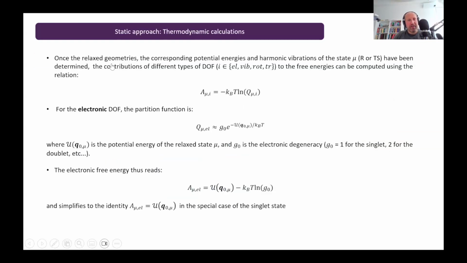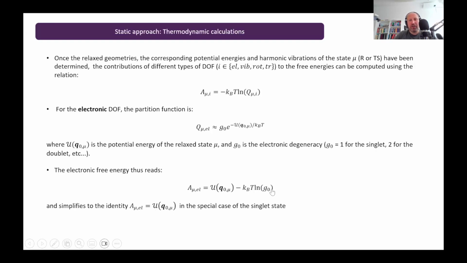Now, once we have obtained relaxed geometries and corresponding potential energies and harmonic vibrational frequencies for reactant and transition state, we are in a position to perform thermodynamic calculations. To this end, we will always use this defining equation for free energy. And we just need to express the partition function for different degrees of freedom using an adequate model. For electronic degrees of freedom, the partition function can be expressed like that. g0, that's the electronic degeneracy. For extended systems, you should take spin degeneracy into account. That would be 1 for a singlet state, 2 for a doublet, 3 for a triplet, etc. And U(Q0), that's nothing but the energy of the relaxed state mu, reactant or product or transition state. Plugging this equation into this formula, you obtain the electronic contribution to free energy.